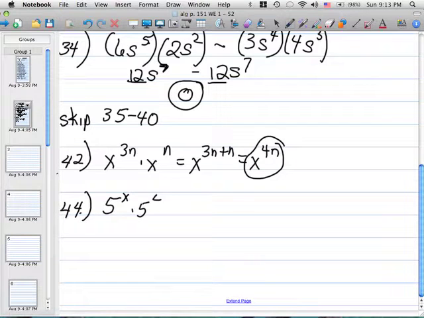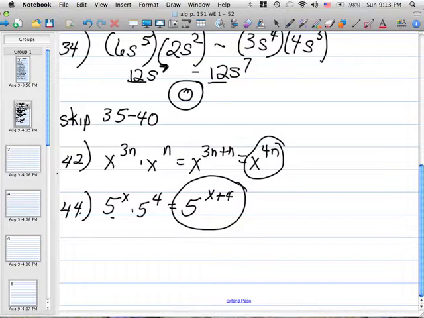44, I have 5 to the x power times 5 to the fourth. The bases are the same, so I can add my exponents. So it'd be x plus 4. My answer is 5 to the x plus 4 power.